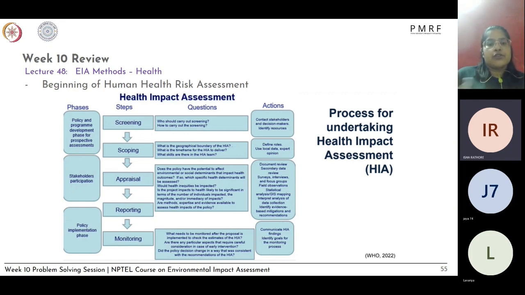What is the time frame for health impact assessment? What skills are required by the health impact assessment team? And then you define goals, use the local data and expert opinion to come up with all of this information.